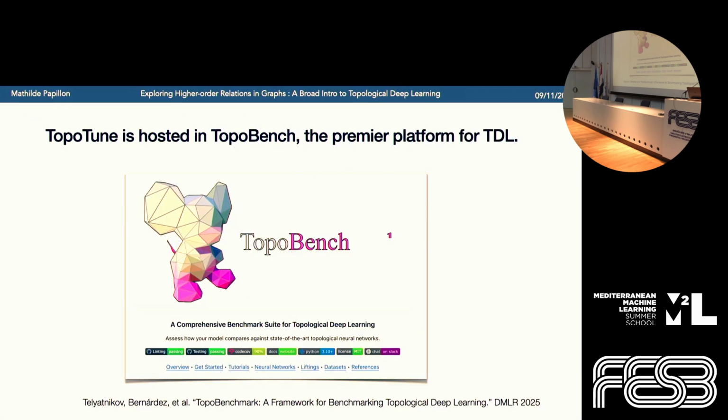Everything is hosted inside TopoBench, which is the premier platform for benchmarking and developing in TDL right now. We've put a lot of work into this suite to make it as easy and as one-stop shop as possible. So we've got a bunch of data sets in there, a bunch of lifting algorithms. You basically pick your data set, pick your domain, pick your model, and you're done.